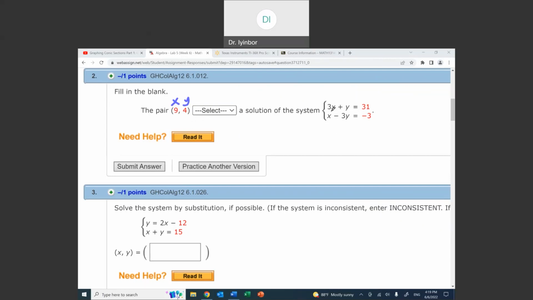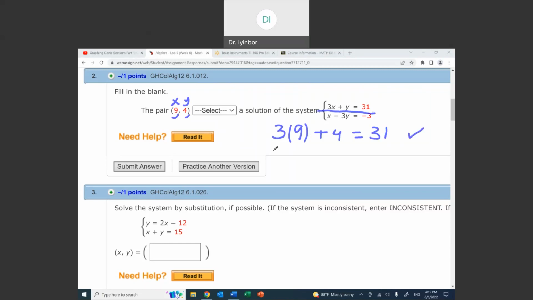So I'm going to take the first equation first. I'm going to replace x with 9 because that's what they give me here. X is 9 and y is 7, I'm sorry, 4. Y is 4. So I have 3 times 9 plus 4 equals 31. I'm plugging it into the first equation. And then let's see if that's right. So I have, what is 9 times 3? 3 times 9 is 27, plus 4 is exactly 31. That's right. And then plug it in the other one.